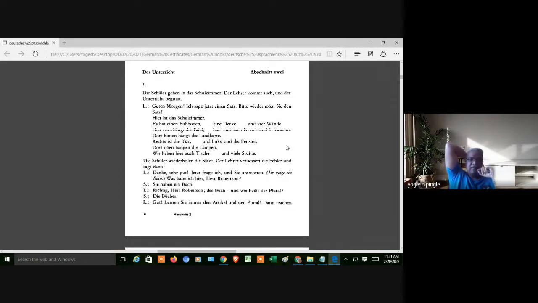Let's see. Der Unterricht, the lecture. Okay, die Schüler gehen in das Schulzimmer. Der Lehrer kommt auch und der Unterricht beginnt. So in that, whenever I'm reading this, try to write down the nouns. Schüler is the noun. Schulzimmer, Lehrer, Unterricht.